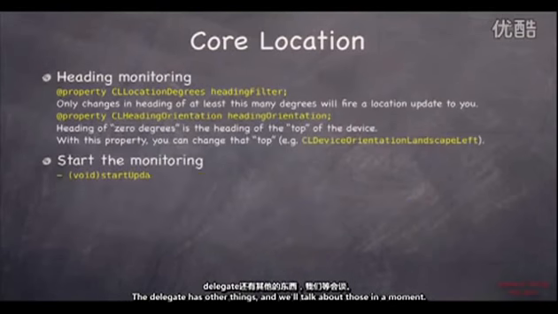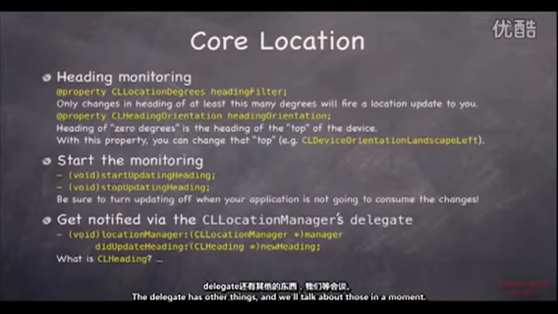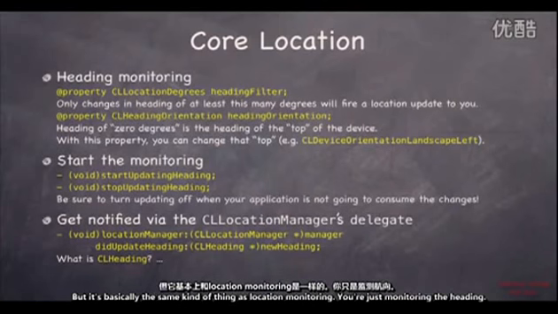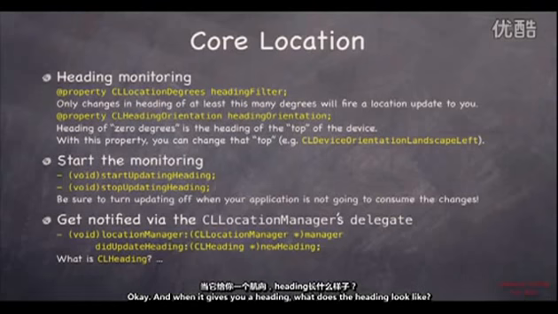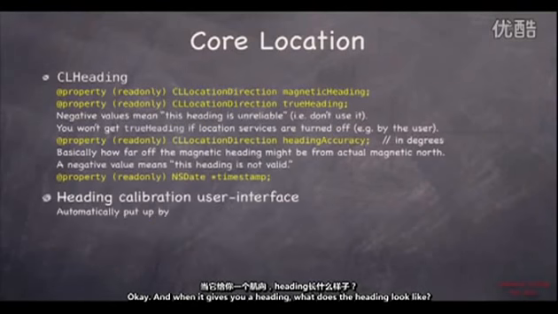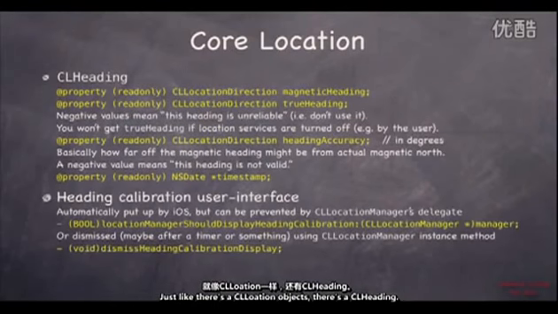The delegate has other things, and we'll talk about those in a moment. Heading monitoring, I'm not going to talk about it too much, but it's basically the same kind of thing as location monitoring. You're just monitoring the heading. And so it has like a start updating heading, and the delegate method is location manager did update heading. Okay? And when it gives you a heading, what does a heading look like? Just like there's a CL location object, there's a CL heading.